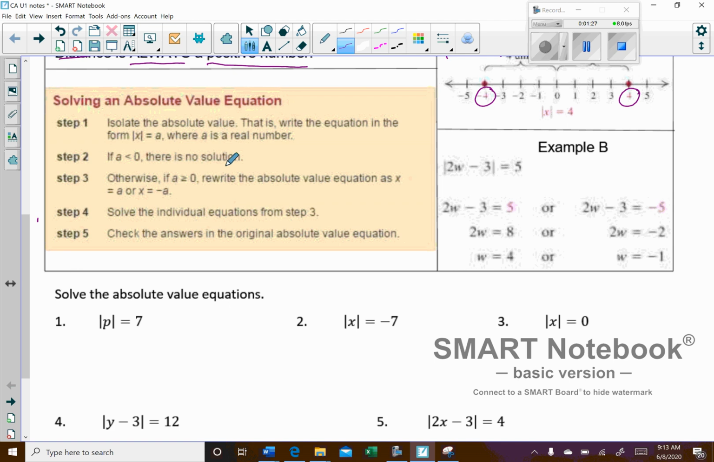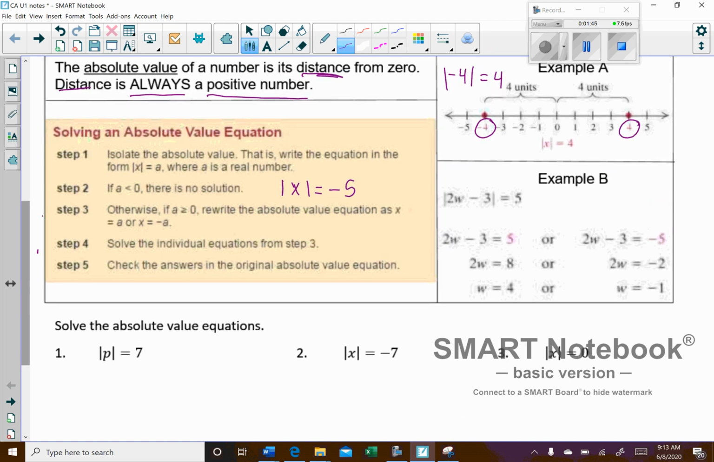So let's look at an example of that. Let's say I want to figure out the absolute value of some value. We'll call it x. And let's say that it's equal to, whatever, -5. Okay, well, that's not possible because absolute value is distance from 0. Distance is always positive. So by definition, it's impossible for my absolute value to be negative. There doesn't exist an absolute value that would come back as a negative value.